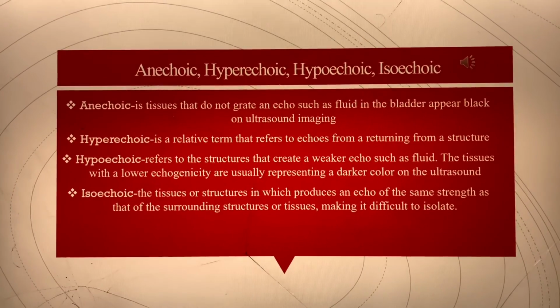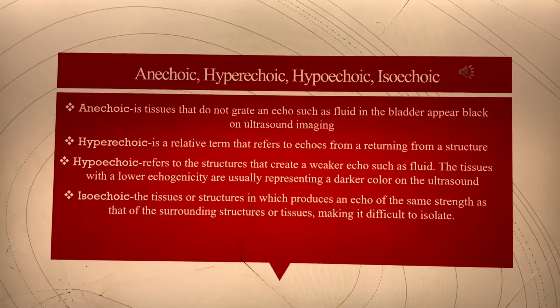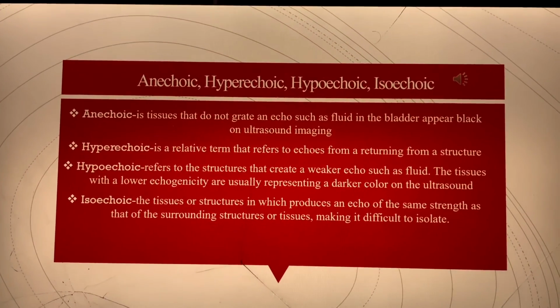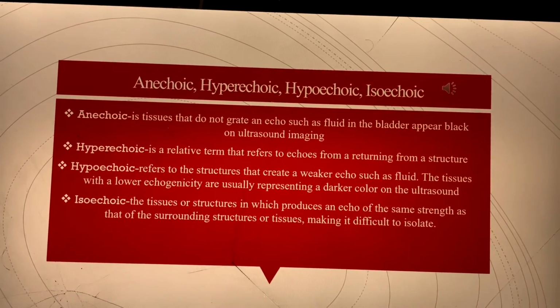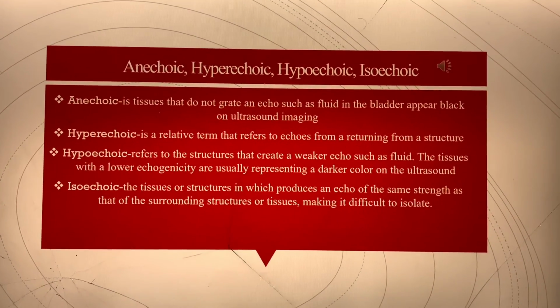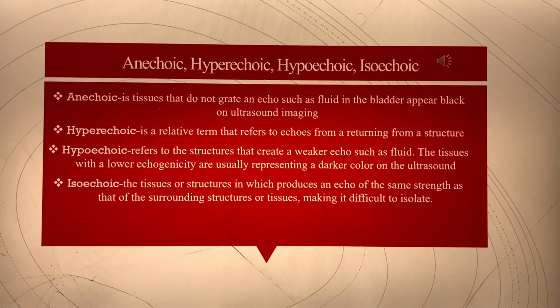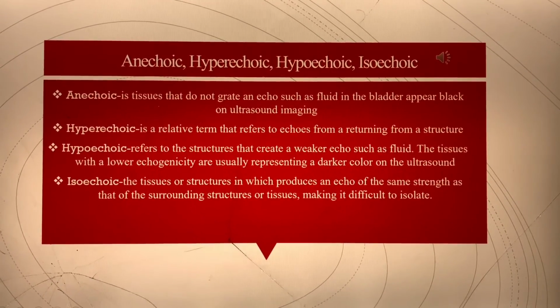And the last one, isoechoic, is a tissue or structure that produces an echo of the same intensity as that of a surrounding structure or tissue, making it difficult to isolate.